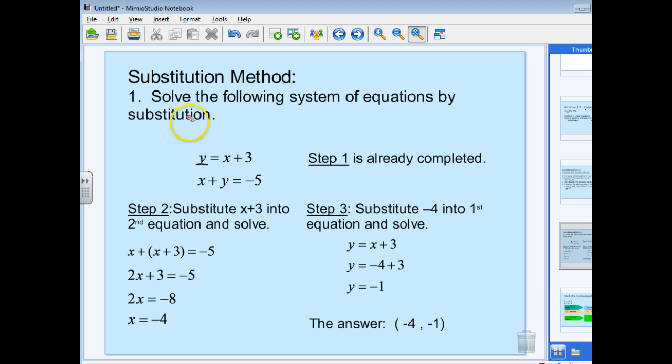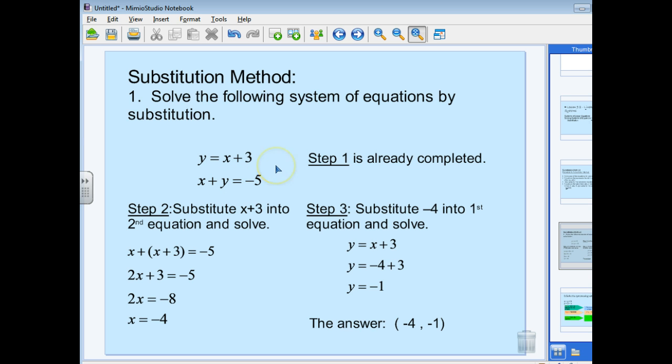So here is an example. We need to solve the system by substitution. We have y is equal to x plus 3, and we also have x plus y is equal to negative 5. We need to find values for x and y that will satisfy both equations.